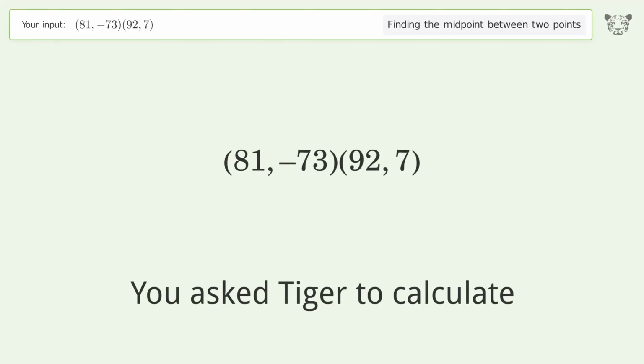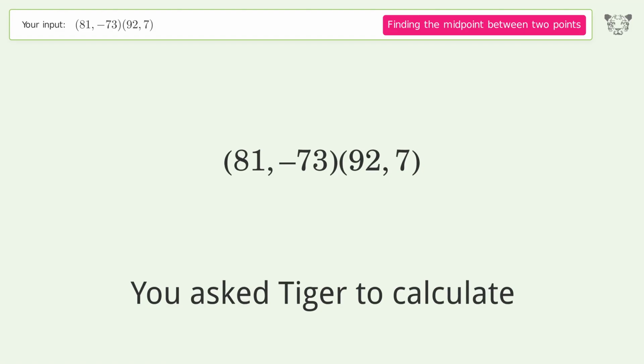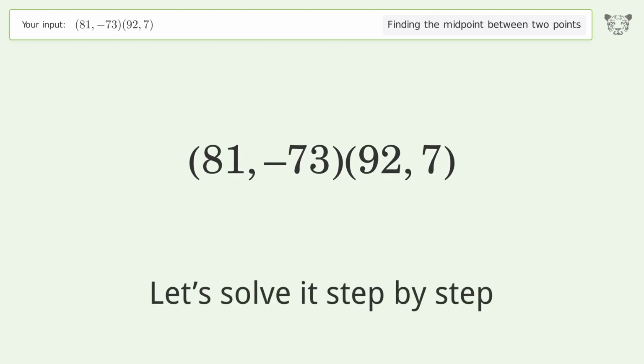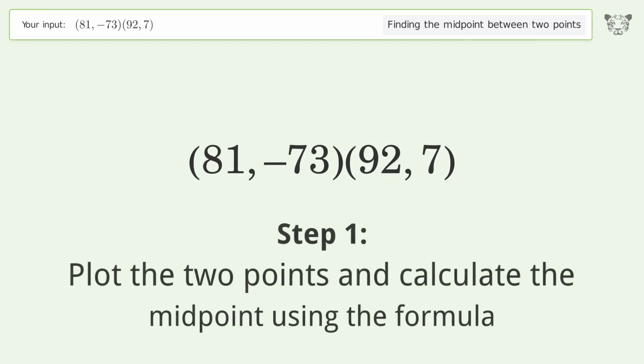You ask Tiger to calculate. This deals with finding the midpoint between 2 points. The midpoint between the 2 points is 86.5, -33. Let's solve it step by step. Plot the 2 points and calculate the midpoint using the formula.